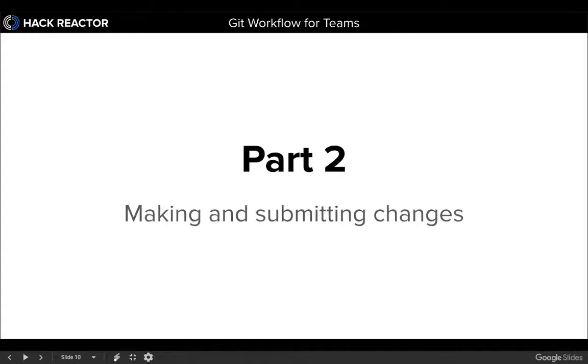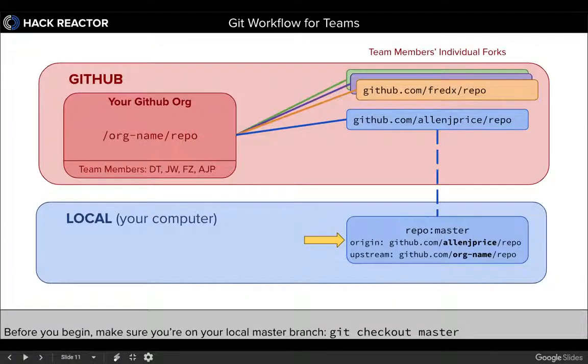Okay, let's move on. Submitting changes. Now, everyone will submit changes. That's your local. We are here. The yellow arrow shows where your branch is. So I'm on branch master, on my local computer, with my origin here and my master. Before you begin, make sure you are on your local master.